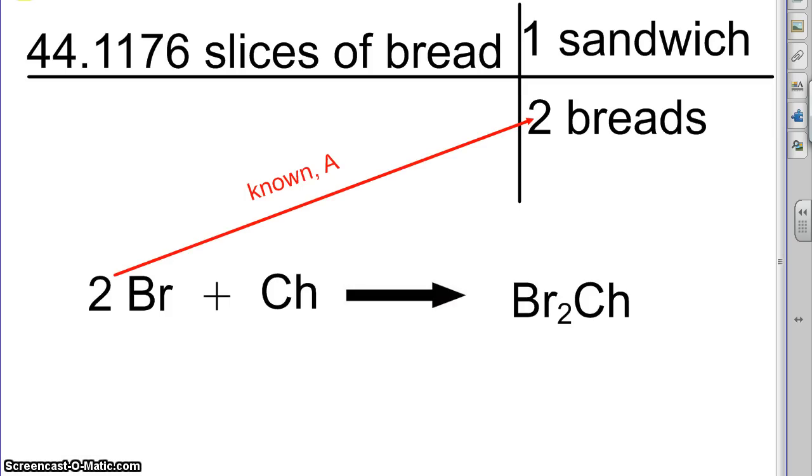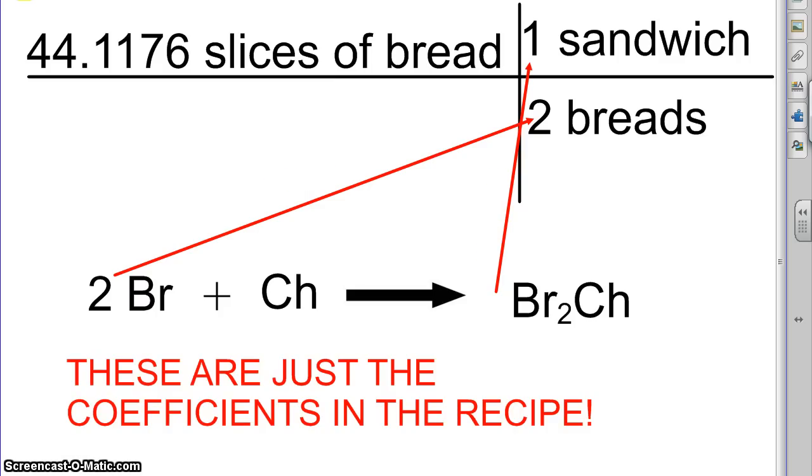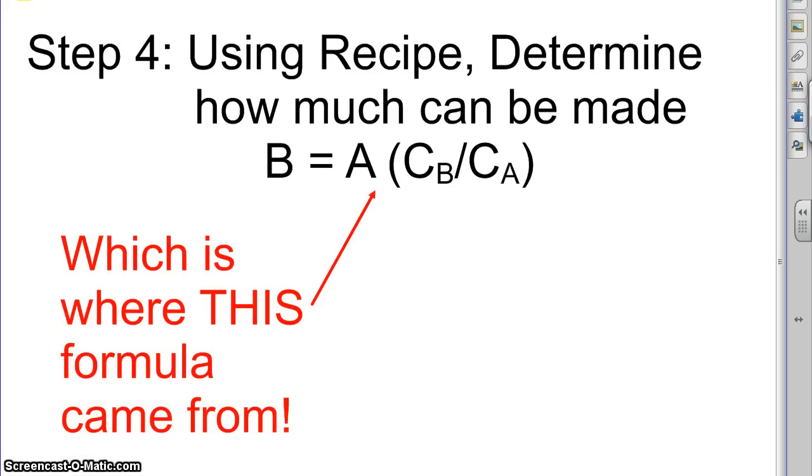And the thing we want to know, B, it's on the top there. So that's where the top coefficient B on top comes from. Now this coefficient is 1, even though it's not showing anywhere, but that's why that is. So just coefficients in the recipe, that's where those numbers come from. So you'll always, in this conversion, in step 4, get these numbers right up here from the coefficients of B and A in the recipe. And so that's where that formula comes from right there.